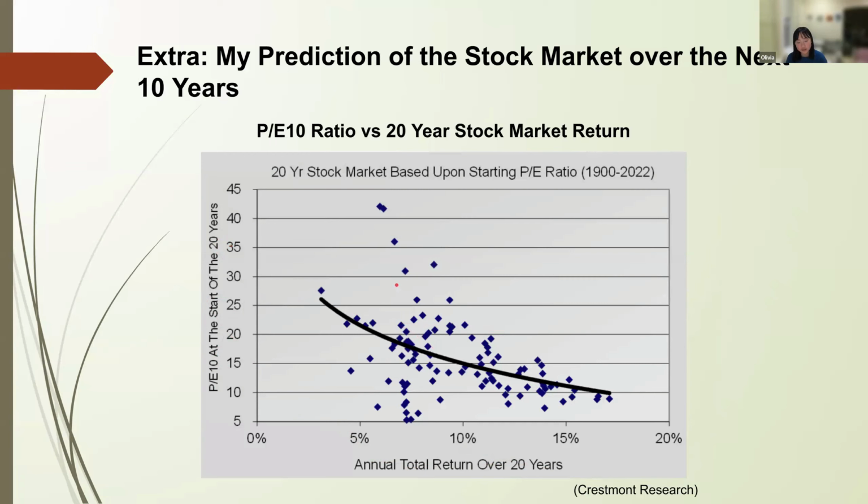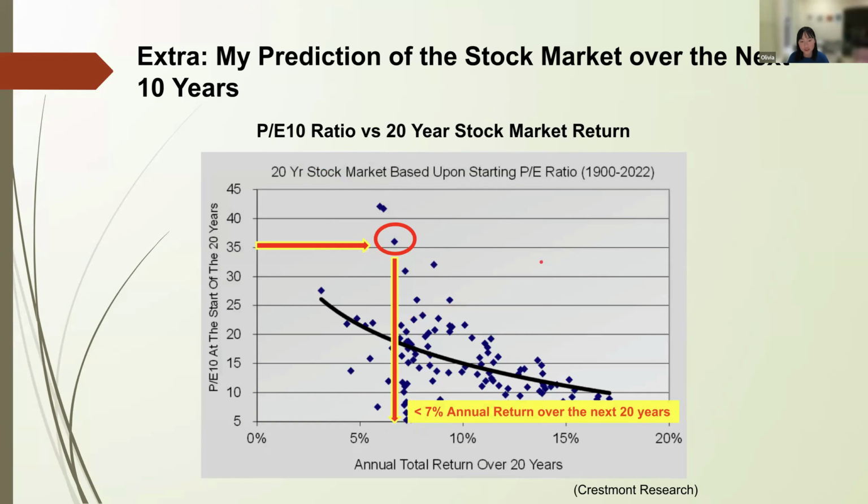So you can see there's a bit of a correlation. This is our P/10 right now, so 35. You can see from this line here, it corresponds to this point in the graph. So about less than or equal to a 7% annual return over the next 20 years is predicted by this P/10 ratio. So this can maybe predict returns over the next few years.